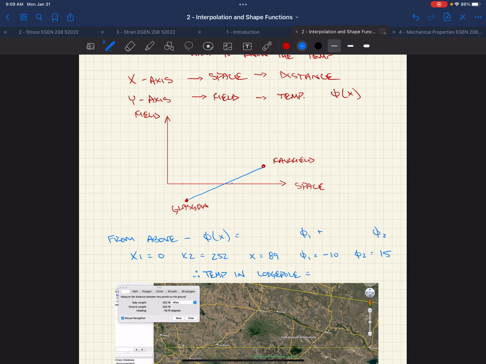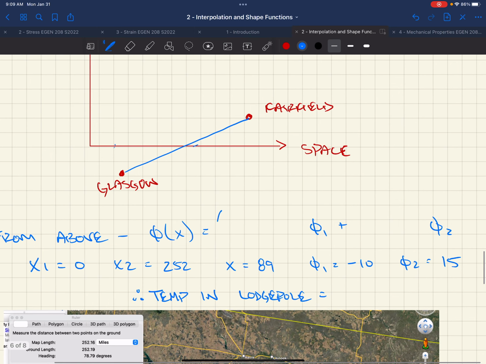So I've already solved it. If you guys remember from up above, we get this. Field variable expression or interpolation function with respect to the nodal values.